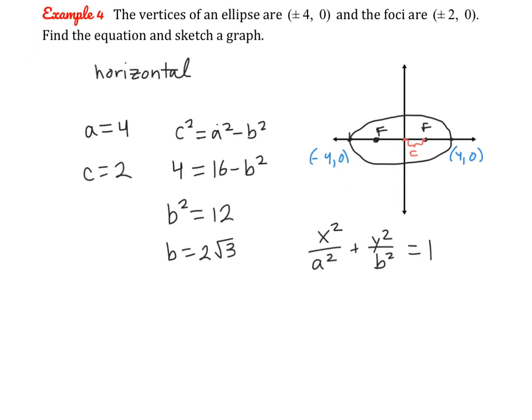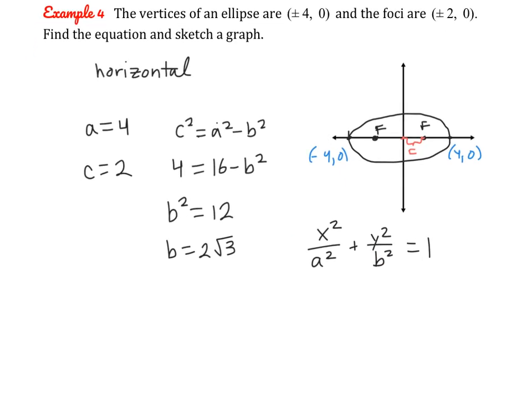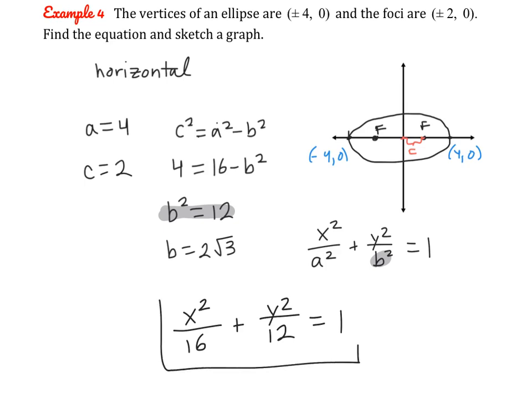So here we could actually just use this and plug it in here. We know that A is 4, so A squared is 16. So our final answer will be x squared over 16 plus y squared over 12 equals 1. And there you have it.